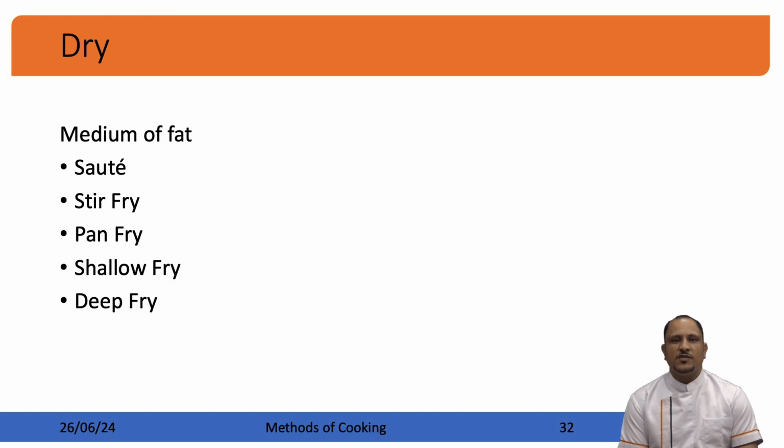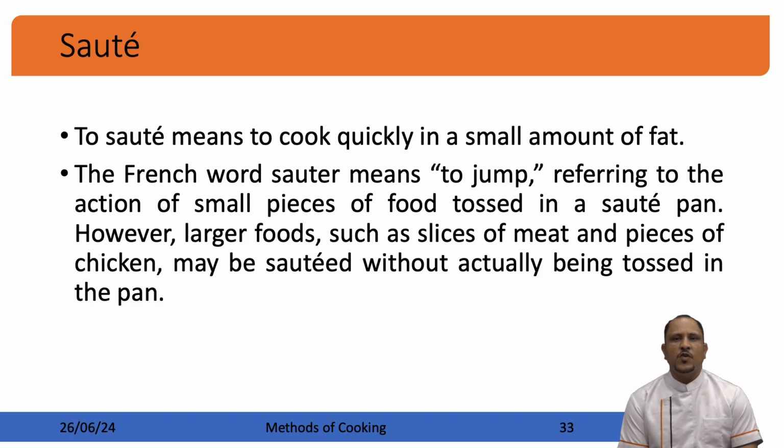So there are certain dry methods of cooking which use air as a medium. First let's talk about the medium of fat in dry methods of cooking. By medium of fat we have sauteing, stir fry, pan fry, shallow fry and deep fry, which are methods of cooking using the medium of fat. Okay. So talking about saute, saute means to cook quickly in a small amount of fat. It is taken from the French word sauter, which means to jump.